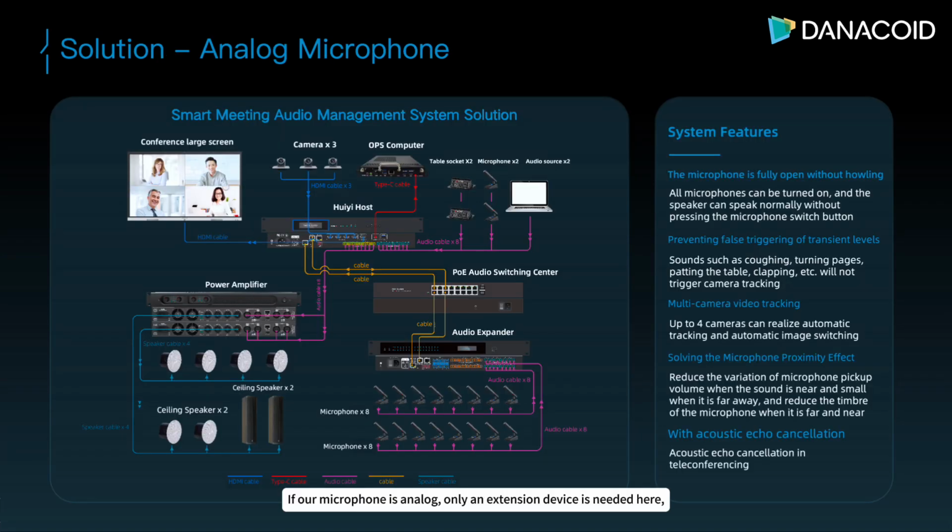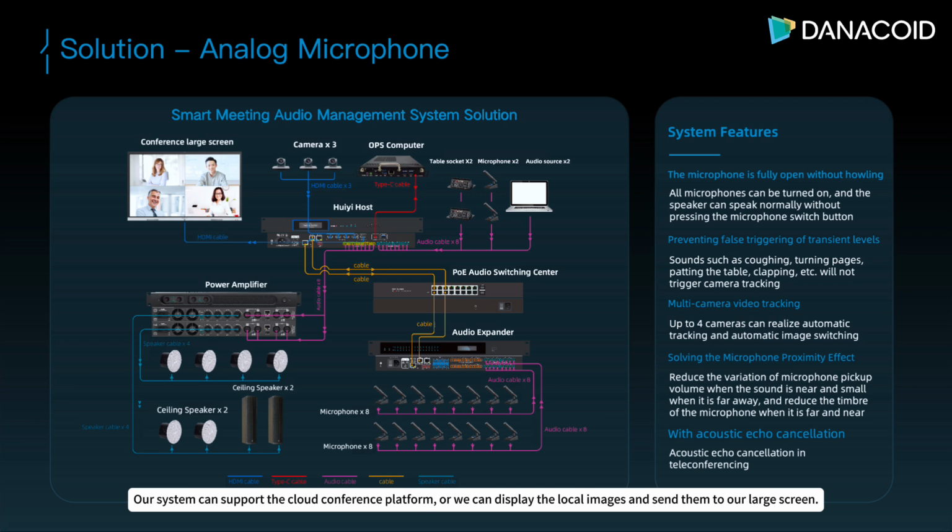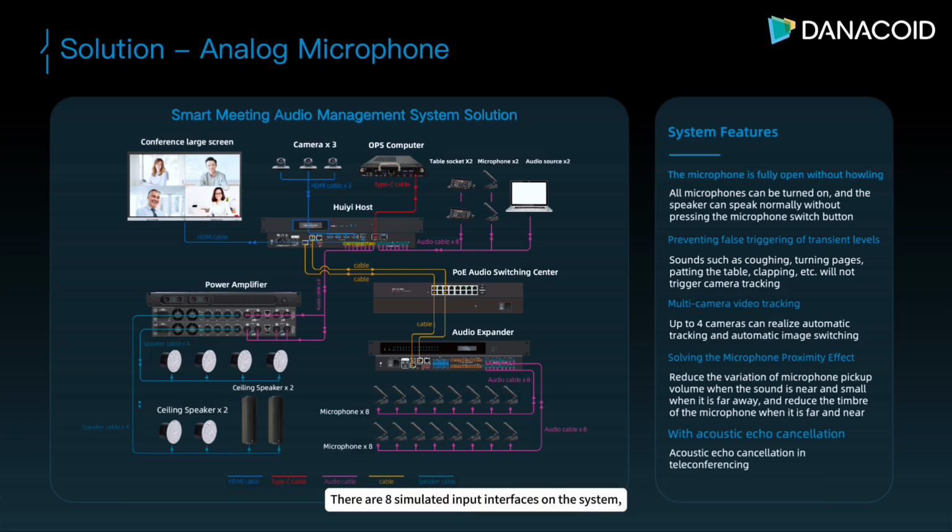If our microphone is analog, only an extension device is needed here to transform the analog signals into Dante signals for our conference integrated audio and video solution. Our system can support the cloud conferencing platform, or we can display the local images and send them to our large screen. There are 8 analog input interfaces on the system. We can connect to our power amplifiers through analog output and finally to our speakers. The whole system achieves control and management of the camera through the network.